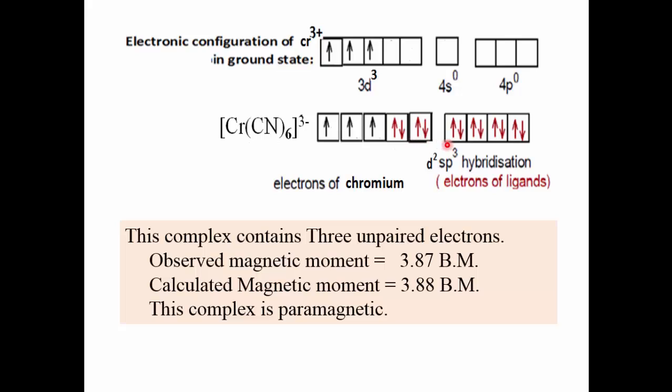In these 6 hybrid orbitals, again the cyanide ligands donate 12 electrons. That means 6 electron pairs are donated. And these 3 unpaired electrons remain as they are in the 3d orbitals. So this complex contains 3 unpaired electrons. Observed magnetic moment is 3.87. Calculated magnetic moment is 3.88 Bohr magneton. As 3 unpaired electrons are present, this complex is paramagnetic.